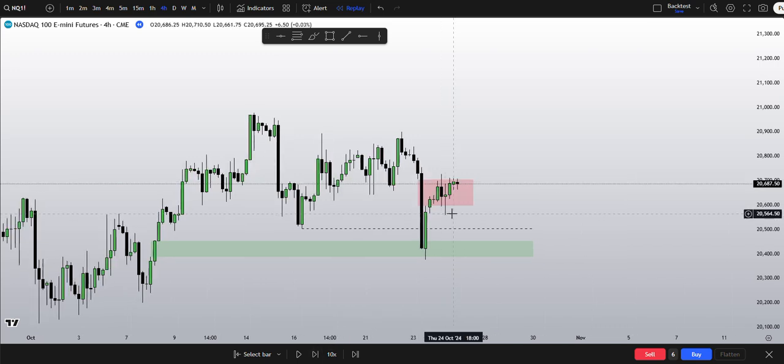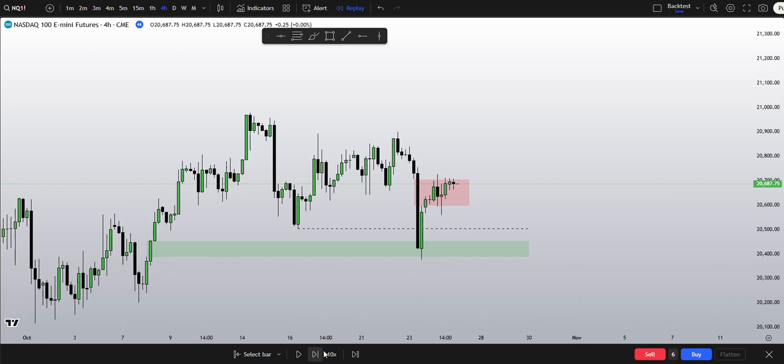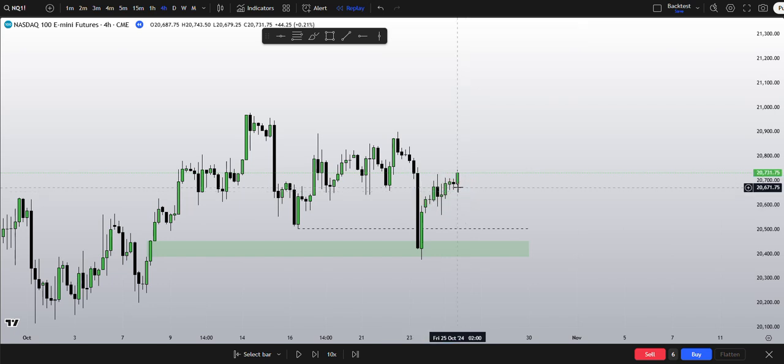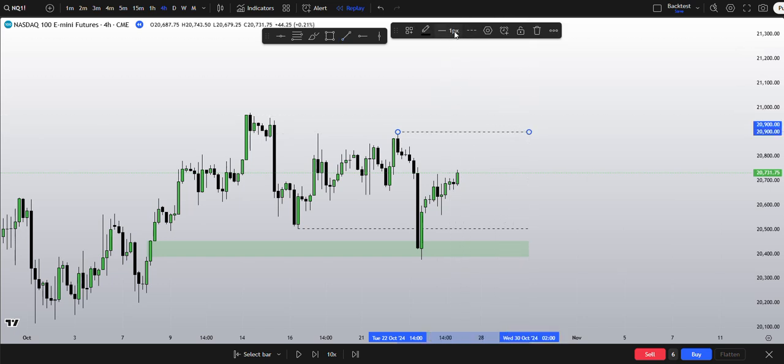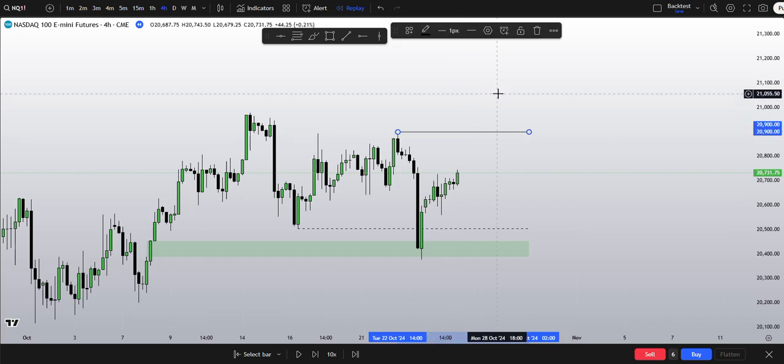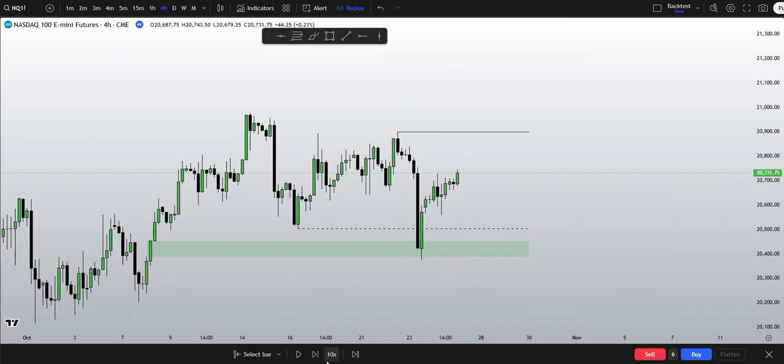We're respecting it for now. I want to see how price reacts to it. There you go. So price disrespected this PD array. This is showing that the bulls are taking control. So right here is where my draw begins. I want to see price head to here at 20,900.